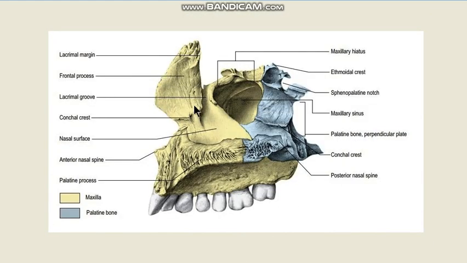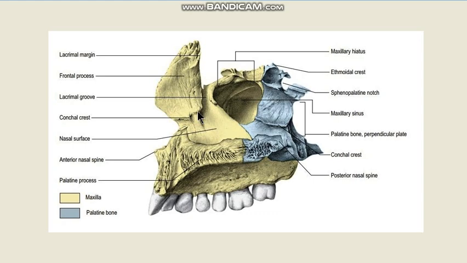Here on the medial surface you can see the medial view of the frontal process, and you can make out that you have 2 transverse ridges, one here and one here. This is the ethmoidal crest and this is the conchal crest. This is actually the lateral wall of the nose. So this portion belongs to the inferior meatus, this portion to the middle meatus, and this portion to the superior meatus.